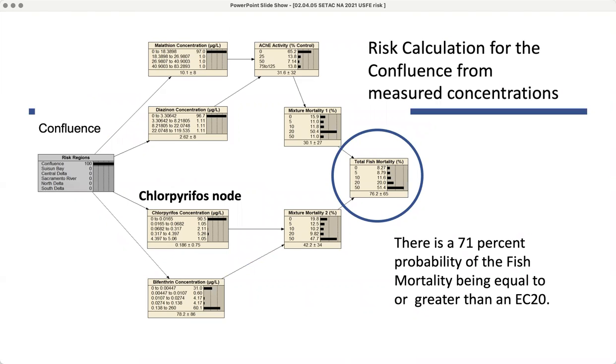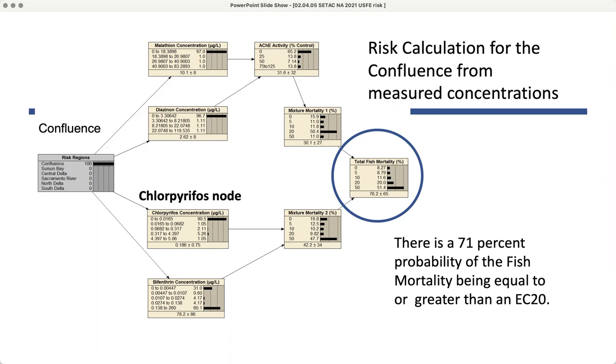In this particular case, if you look over on the far left, we have the Confluence risk region. From those data sets that we have, it plugs in the concentrations of malathion, diazinon, Chlorpyrifos, and Bifenthrin. You notice that Bifenthrin is the one that has the widest range of concentrations corresponding to EC50s and so forth. Then we do the calculation.